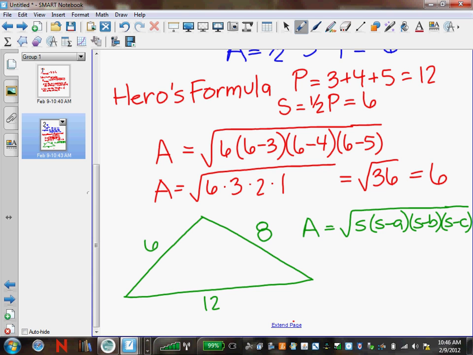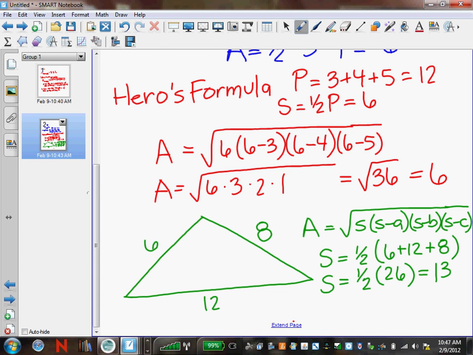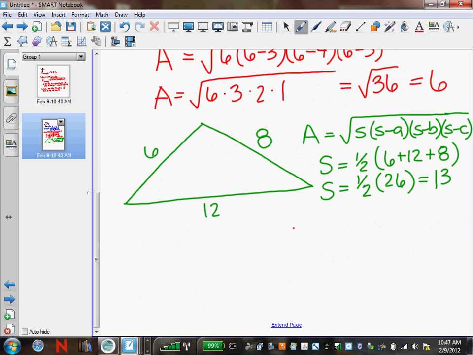So first let's find S. It is going to be 1/2 the perimeter. 6 plus 12 plus 8. So the semi-perimeter is going to be 1/2 of 26 or 13. Our A, B, and C are going to be our three numbers. So let's go smallest to largest. We'll make A equal to 6, B equal to 8, and C equal to 12.